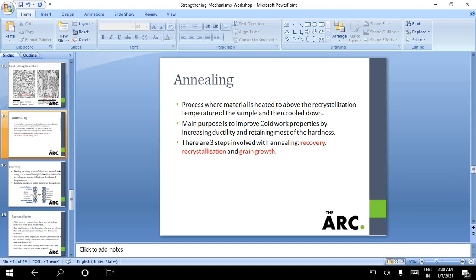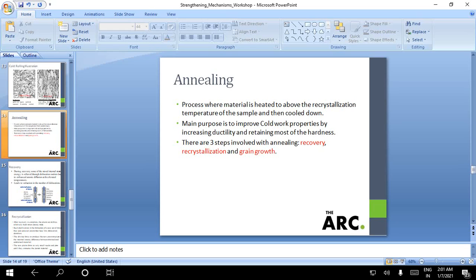There it is going to change its microstructure, and then again we are going to cool it down to normal temperature, so that we change some mechanical properties of the material. Here we are talking about the strength of the material, right? The mechanical strength is going to be increased by doing this annealing process. Normally the main purpose is to improve the cold work properties by increasing the ductility and retaining most of the hardness.